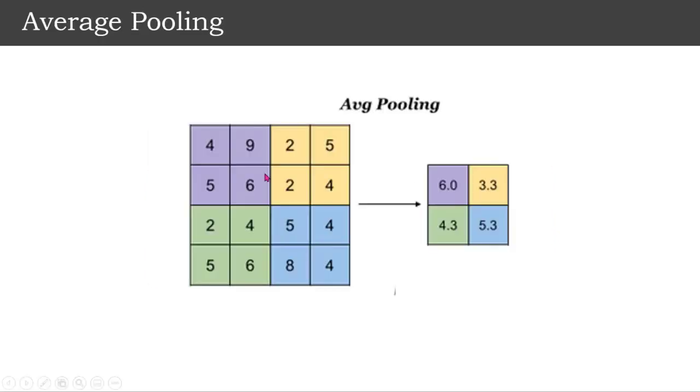Similarly, we have average pooling. There is one more variation. When average pooling is applied, it does the average. It is not taking the most dominant feature, it is taking the average of all the features in that particular section of the output feature map. So 4, 9, 5, 6, average 6, and so on. Basically it averages it out, and this is your output feature map.